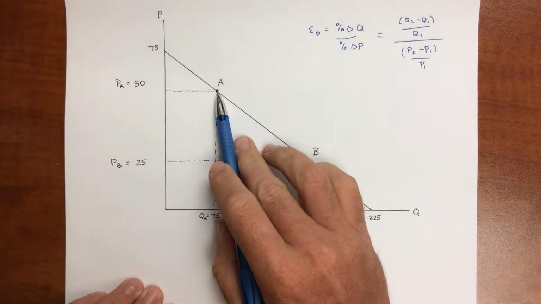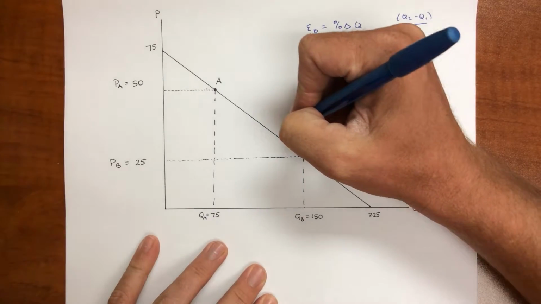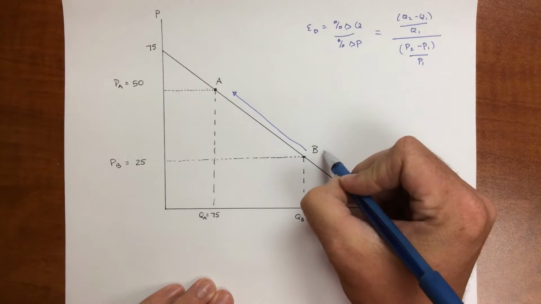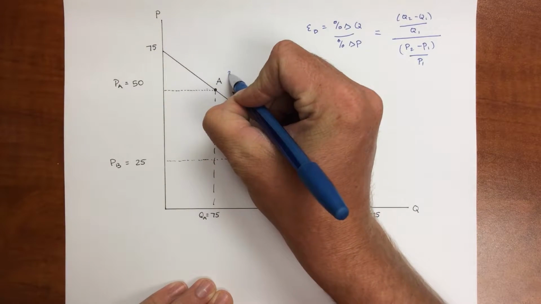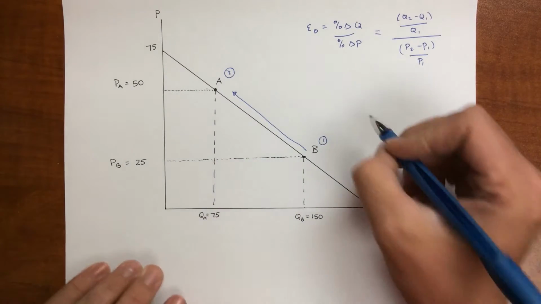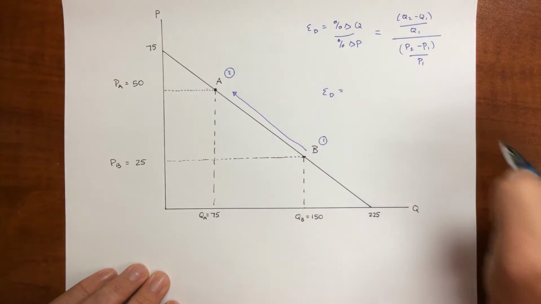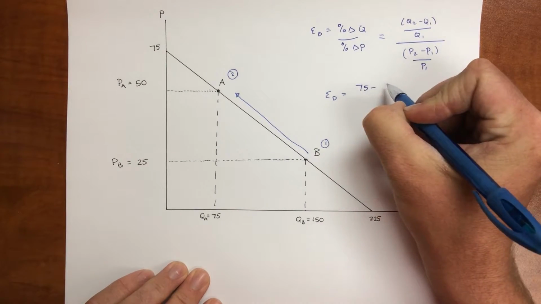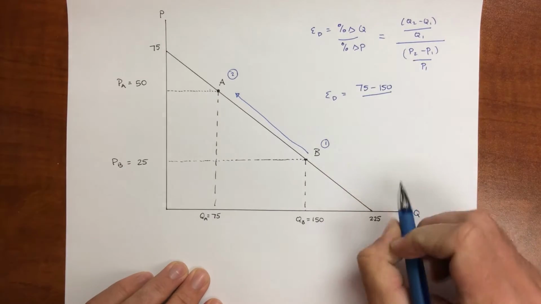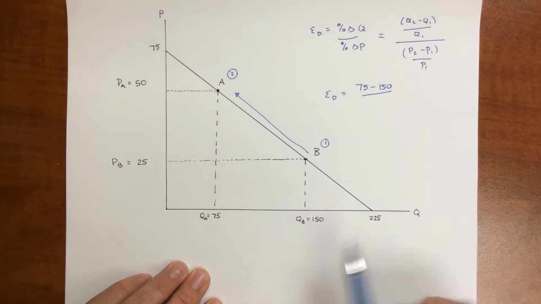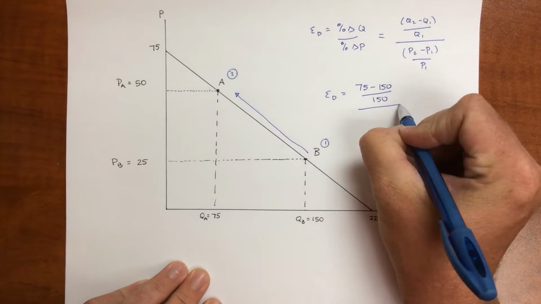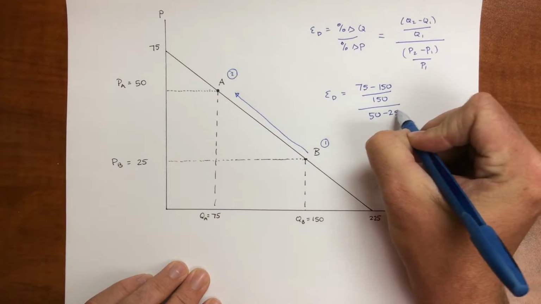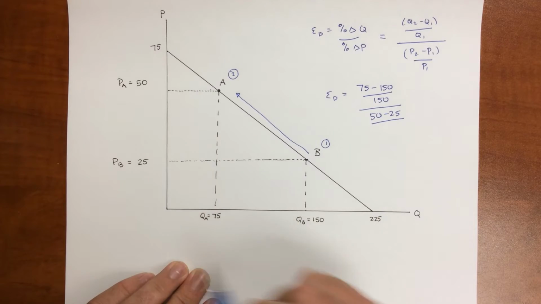So rather than look at what happens when we go from point A to point B, let's in this case look at what happens when we go from B to A. So now this is going to be point 1 and this is now going to be point 2. And so our elasticity of demand is equal to Q2 minus Q1, 75 minus 150, divided by Q1, again our point 1 is B, divided by 150, divided by P2, which is 50, minus 25, divided by P1, which is 25.